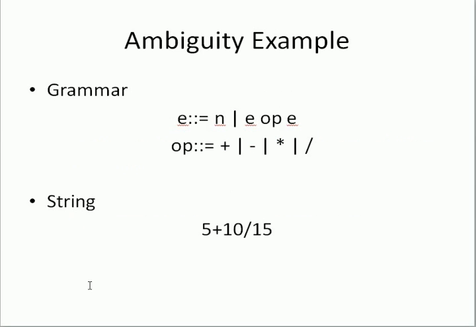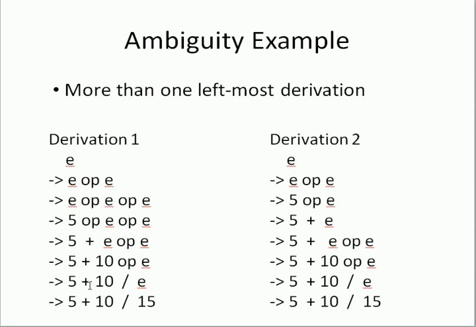Here's an example of ambiguity. So if our grammar is described as an expression, which can be expanded into either a number or an expression, an operator, and another expression, where the operator is just a series of binary operators that can either be addition, subtraction, multiplication, or division. So, for example, if we were to use the string 5 plus 10 divided by 15, there can be more than one derivation of this.